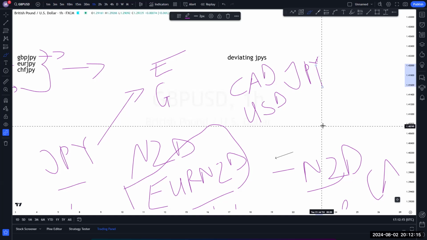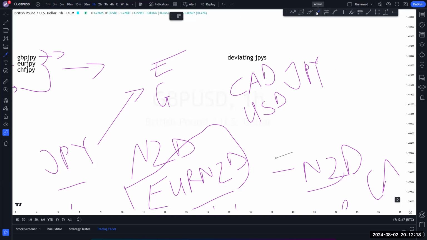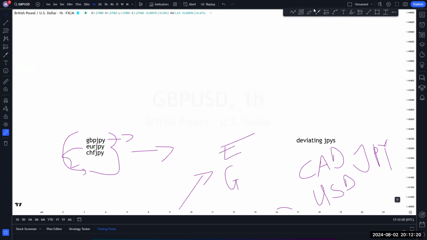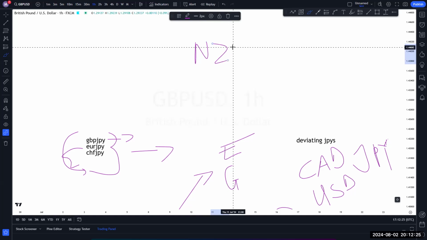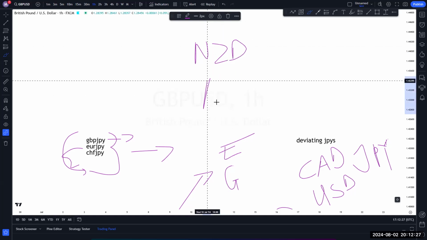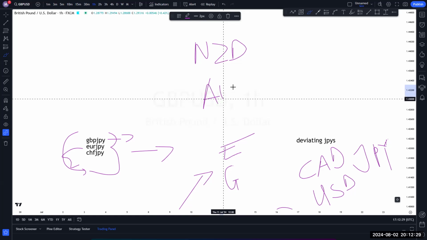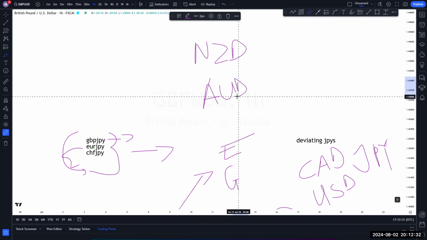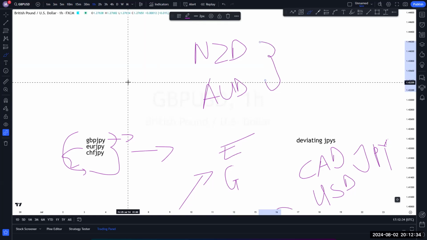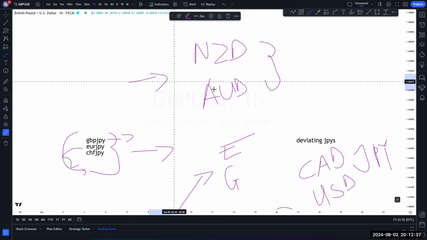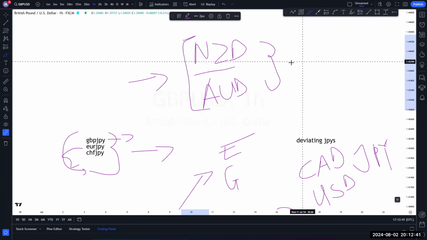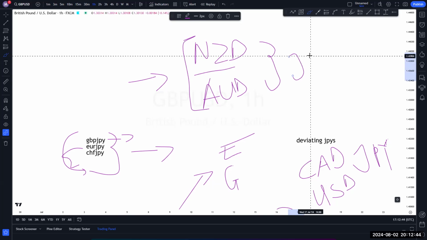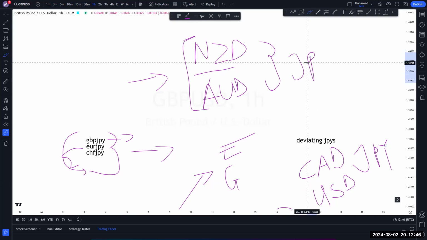Okay. So we also have NZ JPY and AUD JPY. Now these pairs also have the same structure. Whenever you spot an entry on AUD JPY, you can go on and place an entry on NZ JPY because they have the same structure. So let me show you an example here.